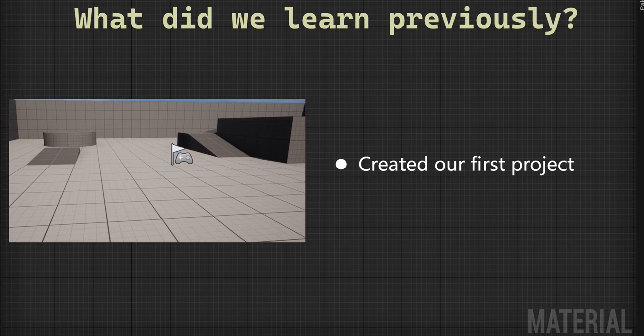In the last lecture, we created our first project for us to work with, and we used the third-person template to create it. Before we dive into the material side of things, I'd like to discuss one common question that a lot of students have, and that is, why don't I understand material? To find out the root cause for that problem, let's take a look at what a node is.